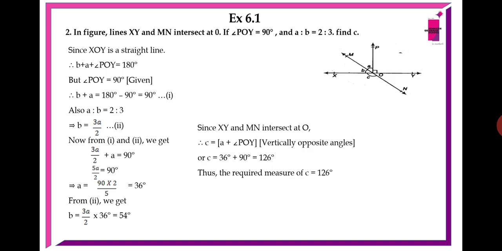Since XY and MN intersect at O, c equals a plus angle POY, as vertically opposite angles. You can see angle c, which is XON, equals angle MOY, vertically opposite angles. MOY means a plus angle POY. So c equals 126 degrees. Thus the required measure of c is 126 degrees. You can see the figure clearly: c equals a plus angle POY, they are both vertically opposite angles.